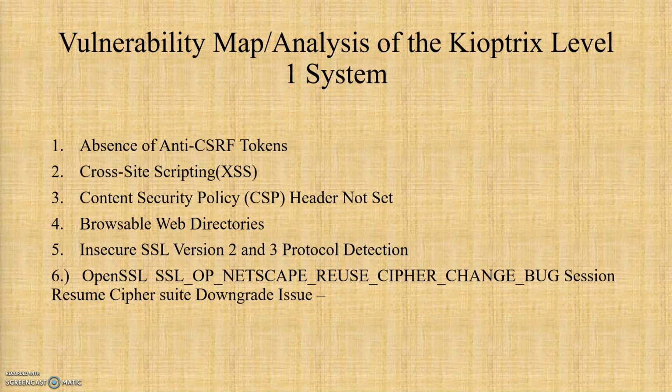For the third one, the CSP header not set, if you correctly configure the CSP, this is an added layer of security that protects and mitigates cross-site scripting and any other injection attacks. For the fourth one, browsable web directories, ensure that browsable directories do not leak confidential information or provide access to sensitive resources. Use access restrictions and disable directory indexing. For the fifth one, SSL 2.0 and 3.0 should be disabled and replaced by TLS 1.2 or higher.